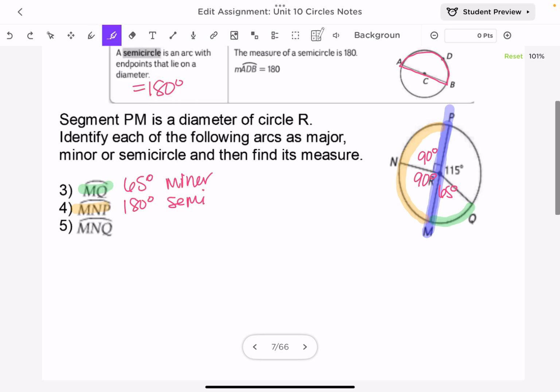And then this third one is MNQ. So M, N, all the way around to Q. There's 2 ways you can get this answer. You can add those 3 pieces of pie that we passed through, or you could do 360 minus that 65 that we're not using. Either way, this would be 295 degrees, and this would be a major arc. But again, the angle equals the arc because it is a central angle.